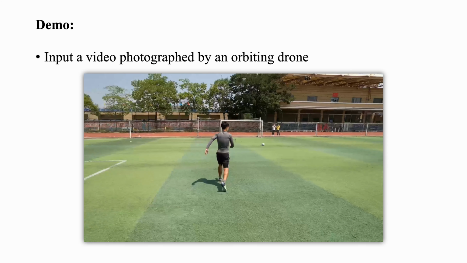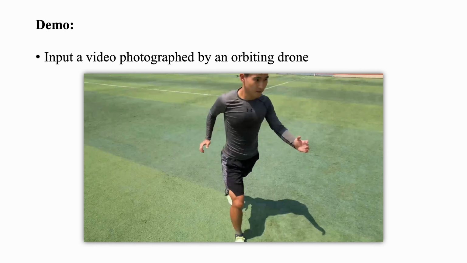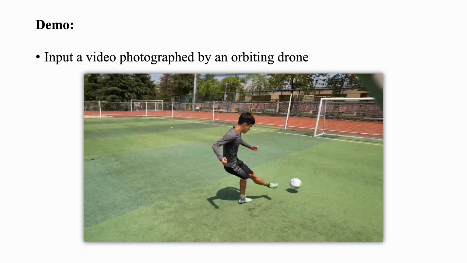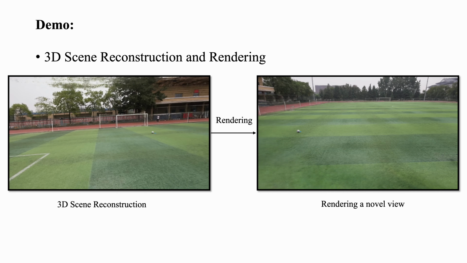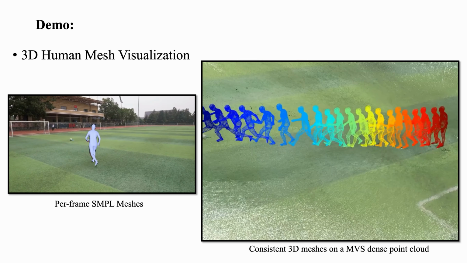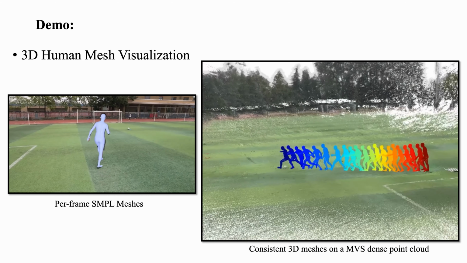Our task is reconstruction of 4D dynamic human within a 3D large-scale outdoor scene. Our input is an RGB video photographed by a drone circling a human. First, we reconstruct the 3D background scene and render a novel viewpoint. We also optimize 3D human mesh and visualize consistent SMPL on the 3D point cloud.